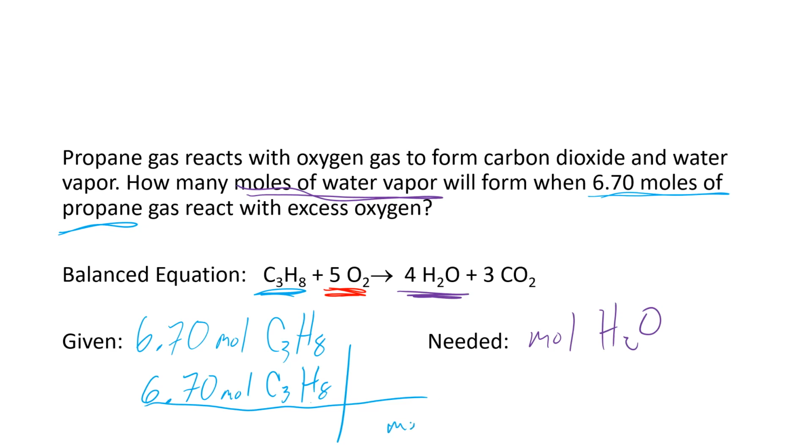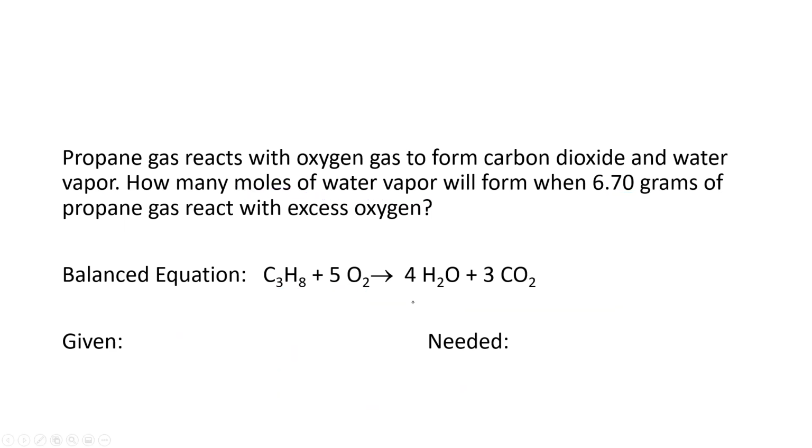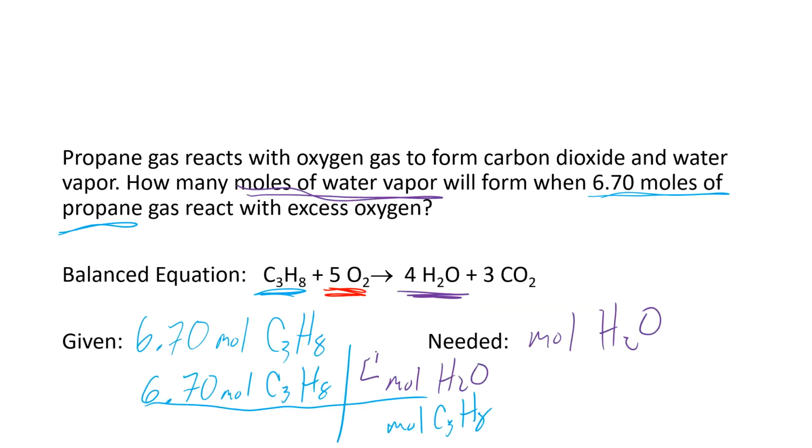We start with moles of propane, and we need to get out of moles of propane and into moles of water. We're going to use the balanced equation to do that. So we know there's 4 moles of water for every 1, understood. There's no number there, so it's understood to be 1 mole of propane. We're going to do that math: 6.7 times 4 divided by 1. That's going to be 26.8, which is how many moles of water we would get.